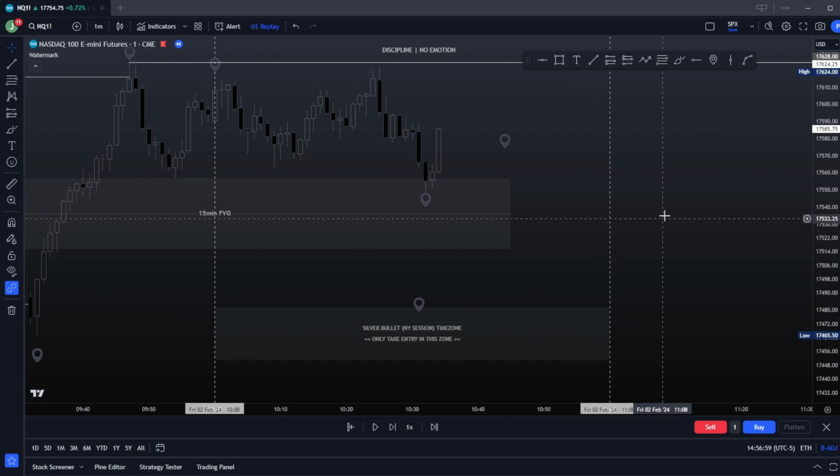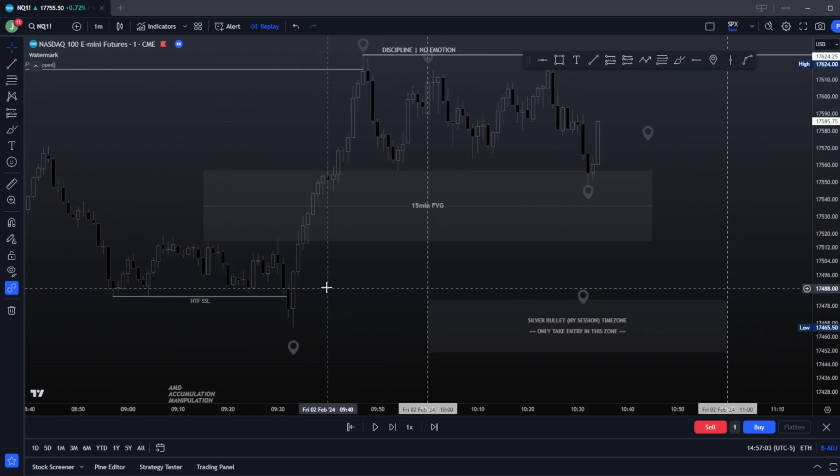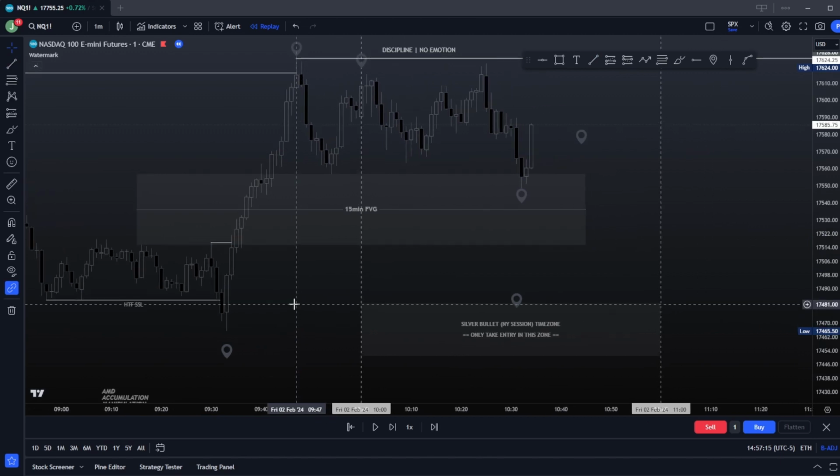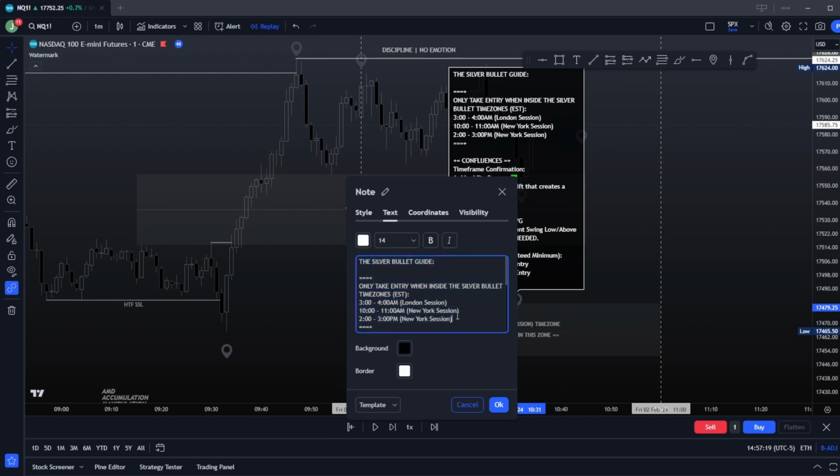And I say that because we go back and we see we had our market structure shift back here. We already had our confluences. We've checked off the boxes, and our checklist is now complete.